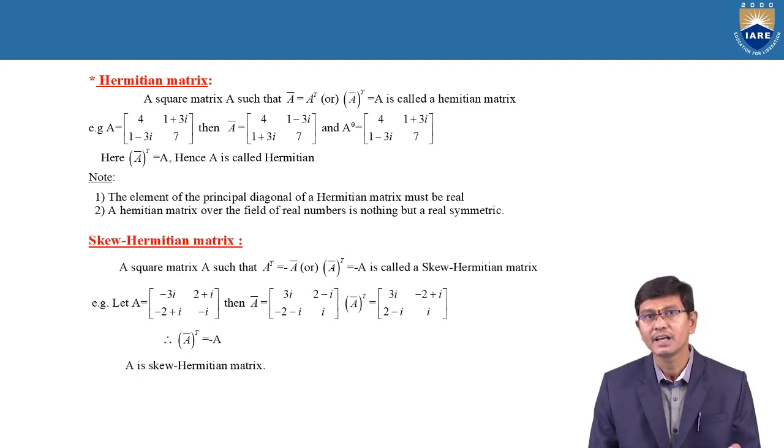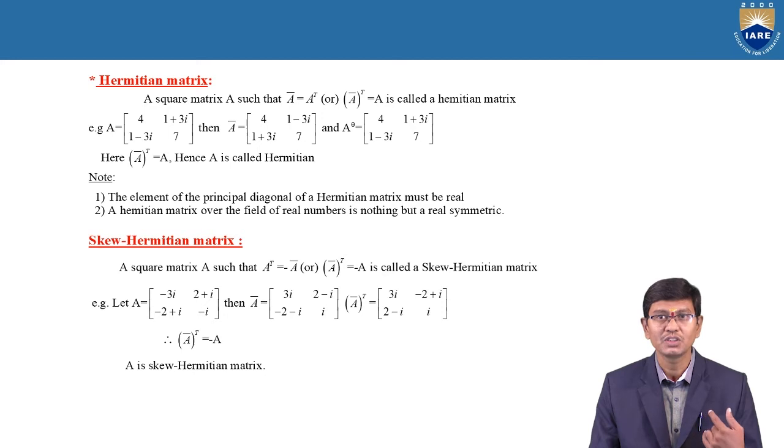And under this Hermitian matrix, these are the conditions we need to remember. One: the principal diagonal elements of a Hermitian matrix are always real values. Second: a Hermitian matrix over the field of real numbers is nothing but a real symmetric matrix. Because A power theta is equal to A, if the given matrix is Hermitian over the reals, the matrix is automatically symmetric.